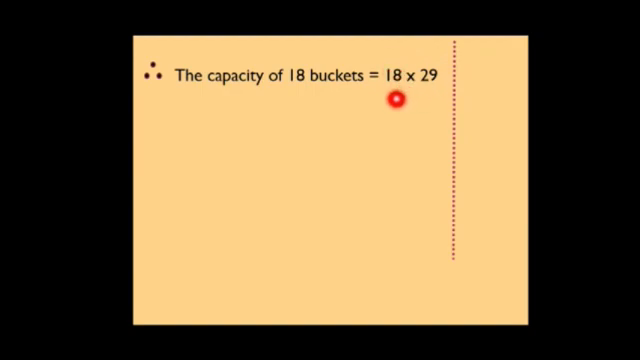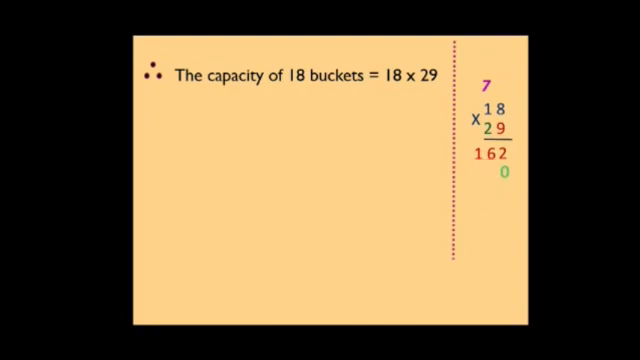Why 18 by 29? Because 29 is the holding capacity of water of one bucket, right? So for 18 buckets we have to multiply 18 by 29. Let's multiply here. 9 8s are 72. We will write 2 here and 7 over here, right? So 9 ones are 9. 9 plus 7 will be 16. So we will write 16 here.